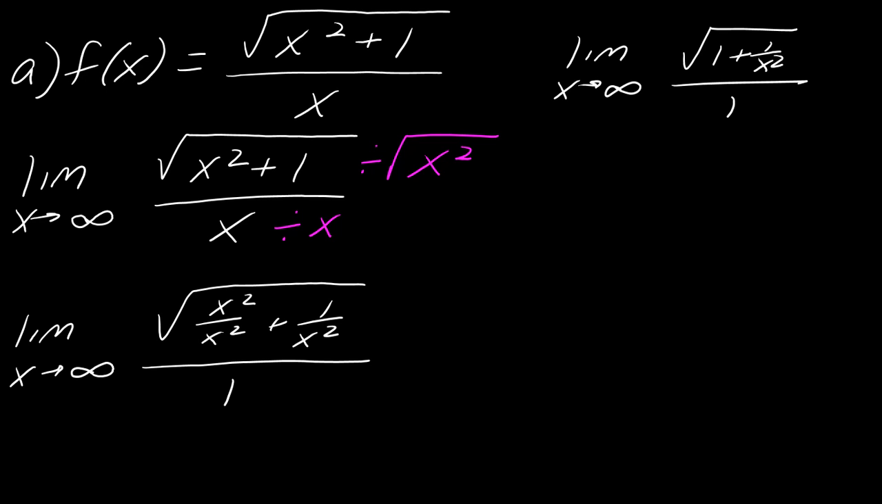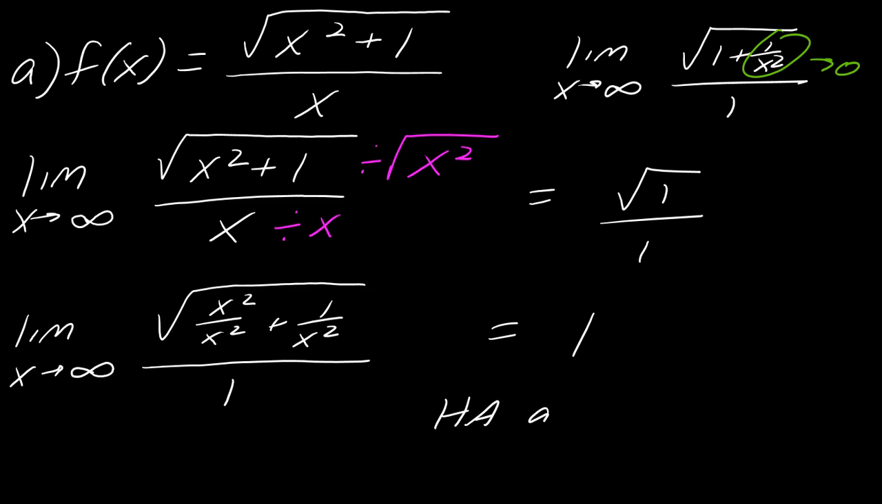And now this is no problem to go through, right? So this guy here is just going to go to 0. And I'm ultimately left with, as x goes to infinity, the square root of 1 over 1, which just equals 1. Now, make sure you do interpret this. So this will be the horizontal asymptote at y equals 1 in this case.